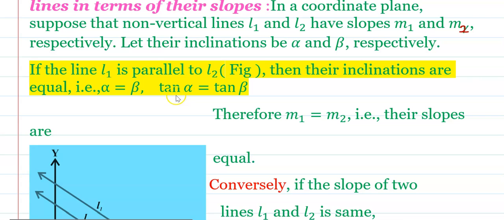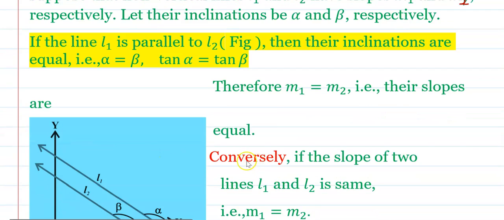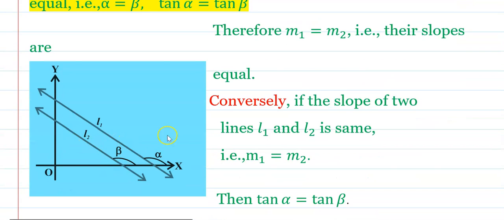Okay. Therefore, tan of alpha is equal to tan beta. But what is tan alpha? Tan alpha means the slope of the first line, M1, and tan beta is the slope of the second line, M2. Therefore, M1 is equal to M2. That is, their slopes are equal when the two lines are parallel.